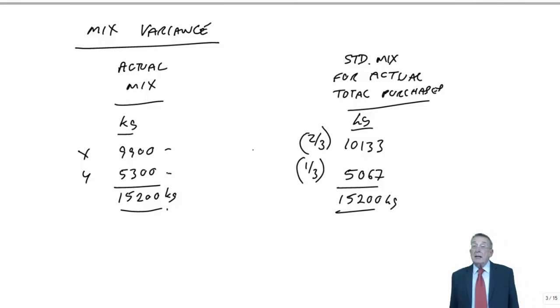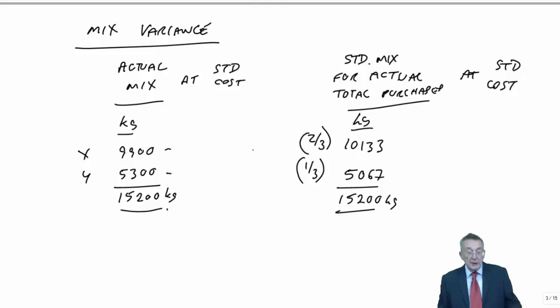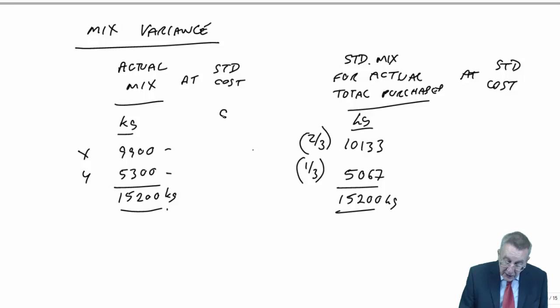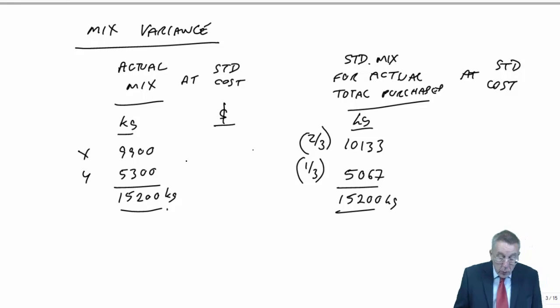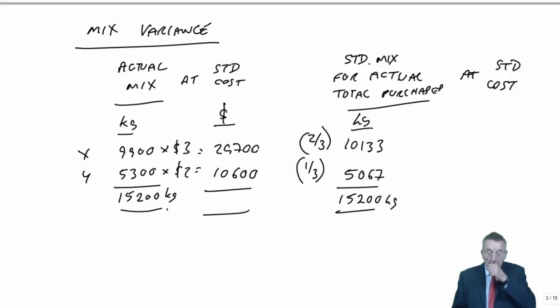We need to know the effect that on its own that would have had on our costs. Well, in both cases, we cost at standard cost. We've dealt with the expenditure variance, I'm no longer interested, we cost at standard. And so, the way we purchased our mix, it should have been $3 a kilo for X, $2 for Y. And so, our mix at standard cost would have cost us 40,300.